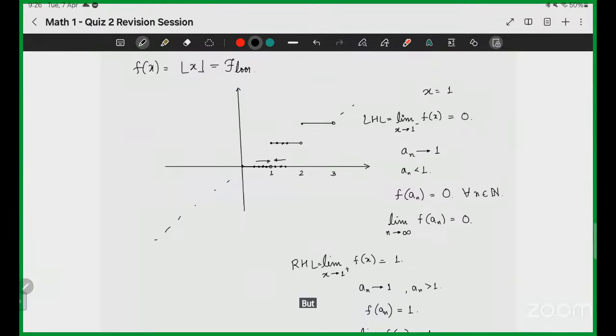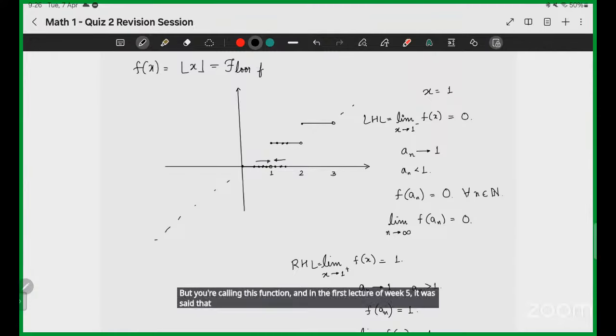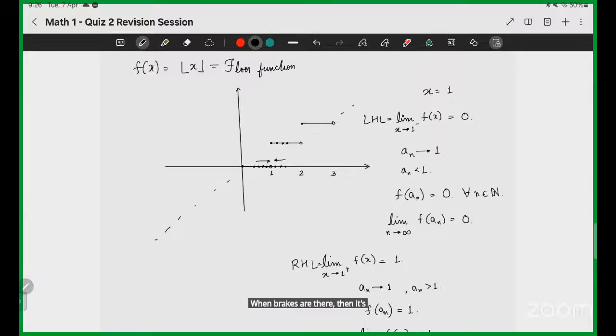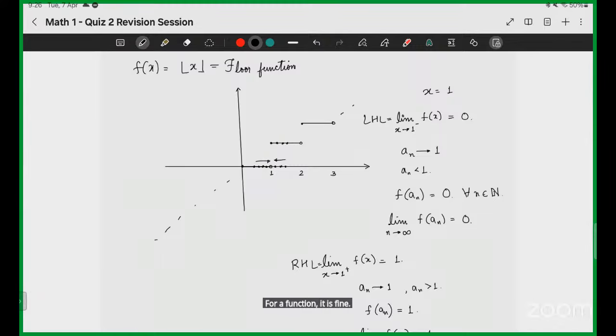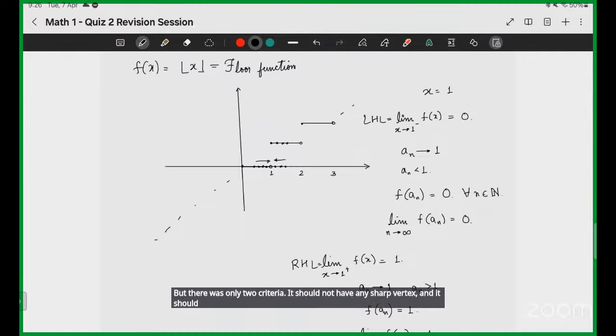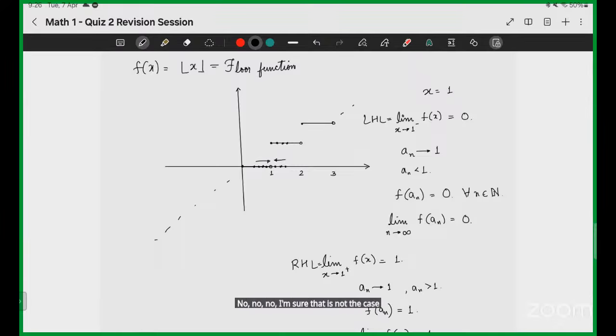But you're calling this a function, and in the first lecture of week 5, it was said that when there are breaks, then it's not called a function. Breaks in a graph doesn't mean it's not a function. For a function, it is fine. It is not called a continuous function. But there were only 2 criteria: it should not have any sharp vertex and it should be continuous. No, I'm sure that is not the case. It can be called a step function, right? This is a step function.